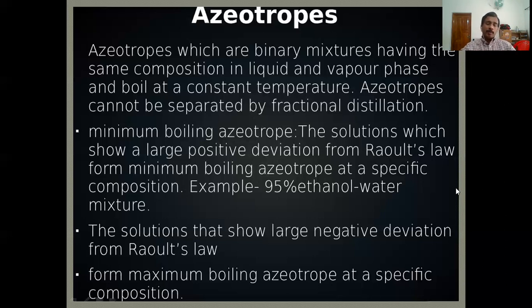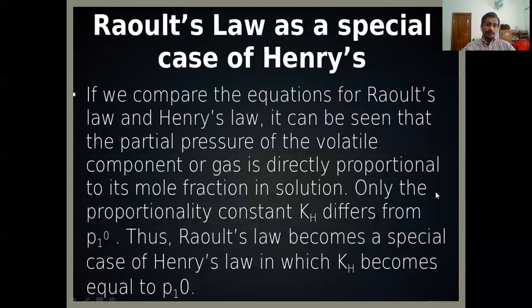Now, colligative properties. And before that, we have to compare Raoult's law and Henry's law. What is Raoult's law? P1 is equal to P1 0 into X1. What is Henry's law? P is equal to KH into X. When you compare these two, you can see P1 0 and KH. That is the only difference.